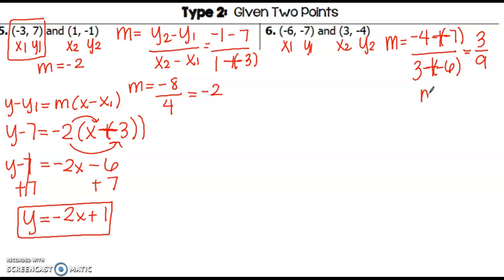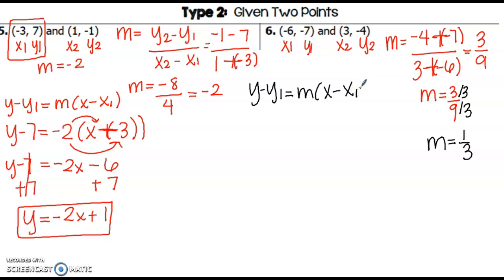However, 3/9 can be reduced. I am going to choose to reduce by 3. So divide both of those by 3, and our slope ends up actually being 1/3. With that said, I'm going to go back to my point slope formula. y minus y1 is equal to m times x minus x1. And I'm going to replace the things that I know.